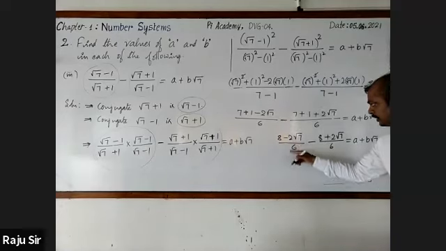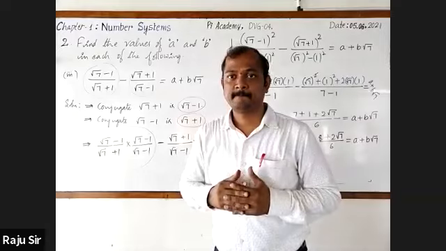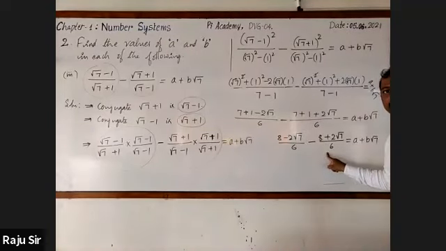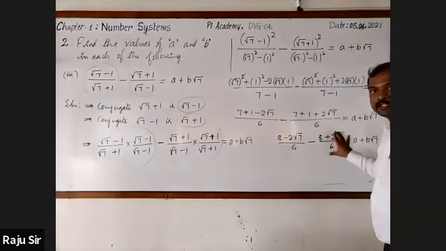Will you go for cancelling 2 ones or 2 threes? No, sir. They cannot be cancelled. Then, sir, how do you simplify? We have to write 8 by 6 minus 2 into root 7 by 6. Okay. Can we go for simplifying by taking LCM? Yes, sir. The reason is, here is one fraction.